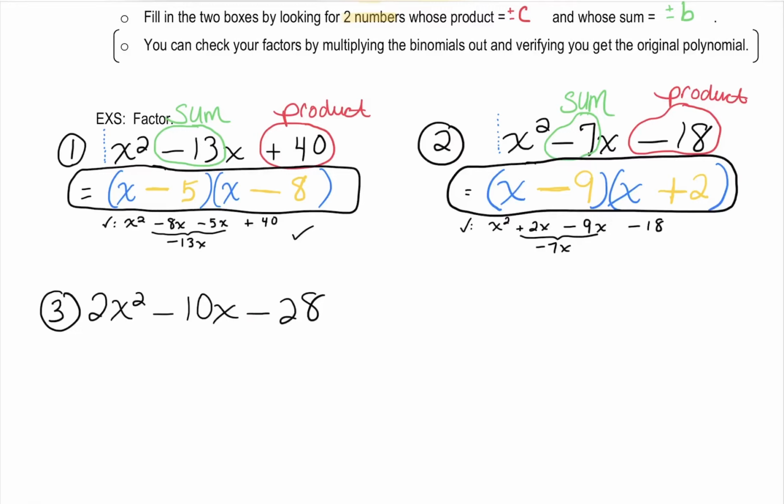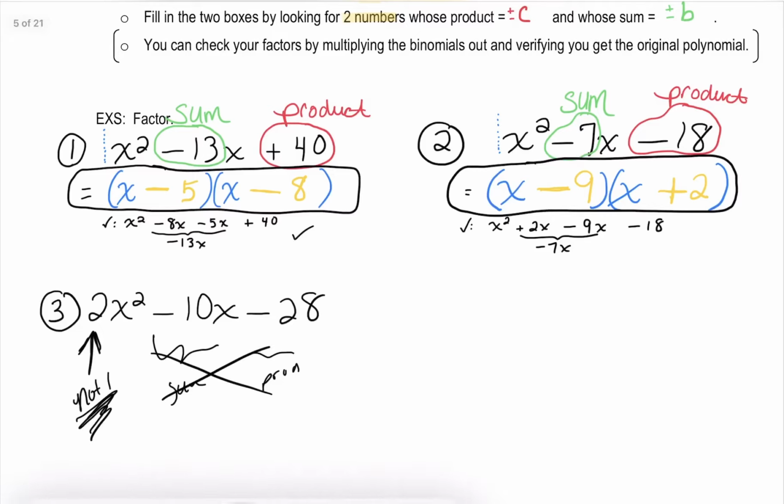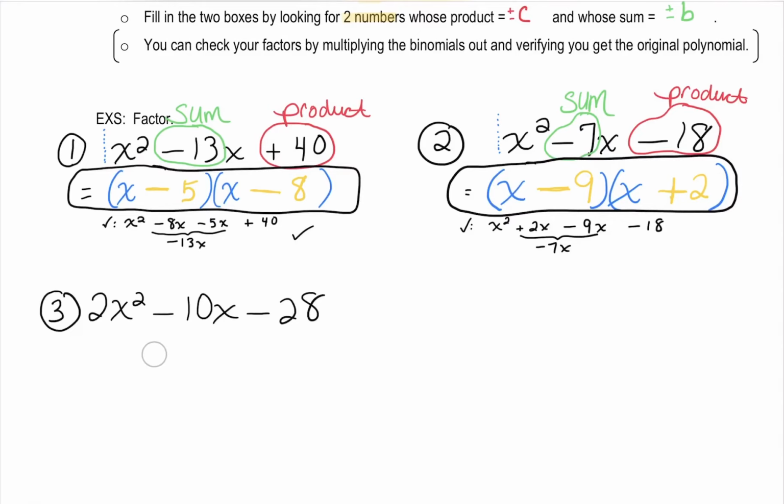And in fact, if you notice right now, so don't write this down, but that 2 that's in front of the x squared right there, that's not a 1. So it would not be okay right now to say, oh, I'm going to look for the sum of 10 and the product of -28. That would not be okay because we're not dealing with the pattern that involves the 1x squared, the x term, and the constant. We'll talk about how to handle it when it's not a 1x squared in the next section or two, but for right now, we still always want to start with GCF.